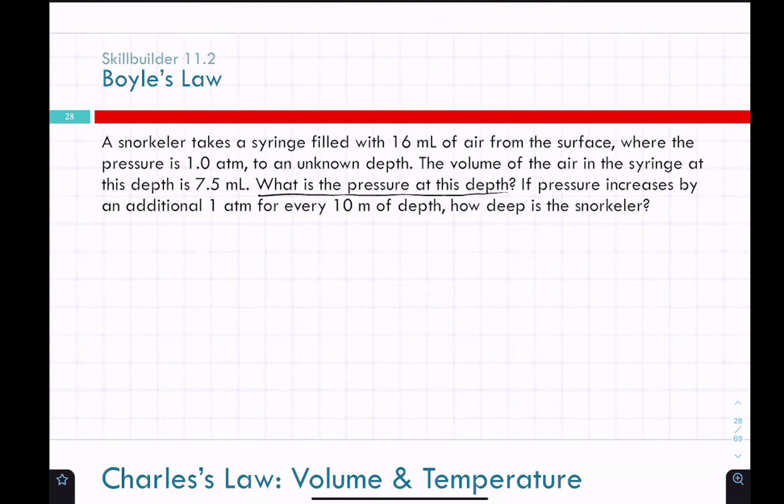So let's identify first. Here we got 16 milliliters. Milliliters is a unit of volume. And then we have atmospheres, which that one is pressure. And then milliliters again. And then we also have another pressure and a distance, or in this case specifically depth.